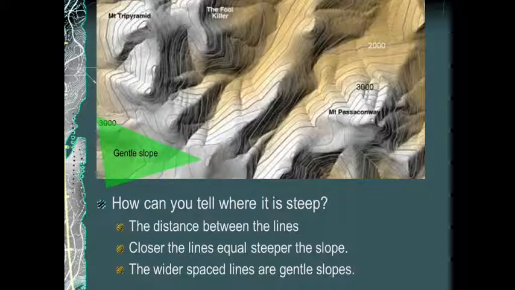So we have a gentle slope right there. The lines are real spread out. Then over here we have the lines really close together. It is a steep slope. Whoa, buddy. And how about a yay notes?